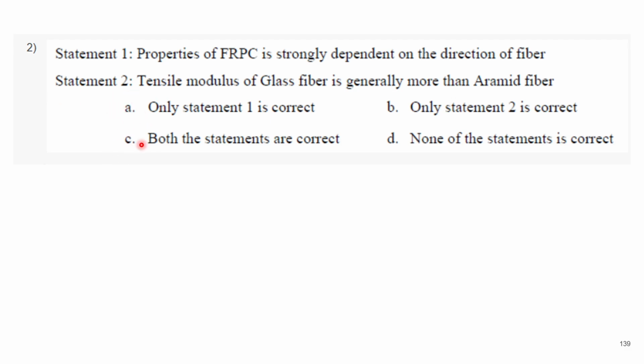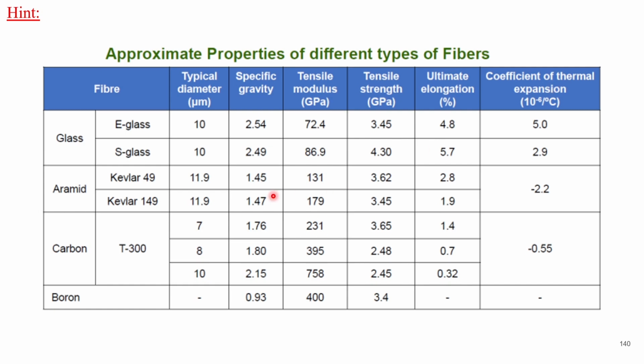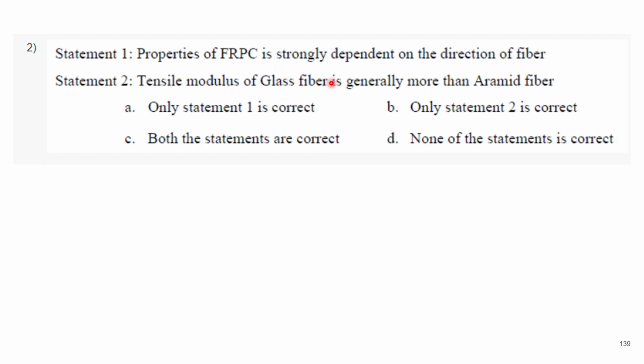And next is: tensile modulus of glass fiber is generally more than aramid fiber. So this is the glass fiber, this is the aramid fiber, and this is the tensile modulus. If you can see here, aramid fibers have a higher modulus than glass fibers. Or glass fibers have a lesser modulus. So it is generally lesser, not more, than aramid fiber. That is, statement 2 is wrong. So therefore only statement 1 is correct. Therefore A is the correct option. So as you can see, A, only statement 1, is the correct option.